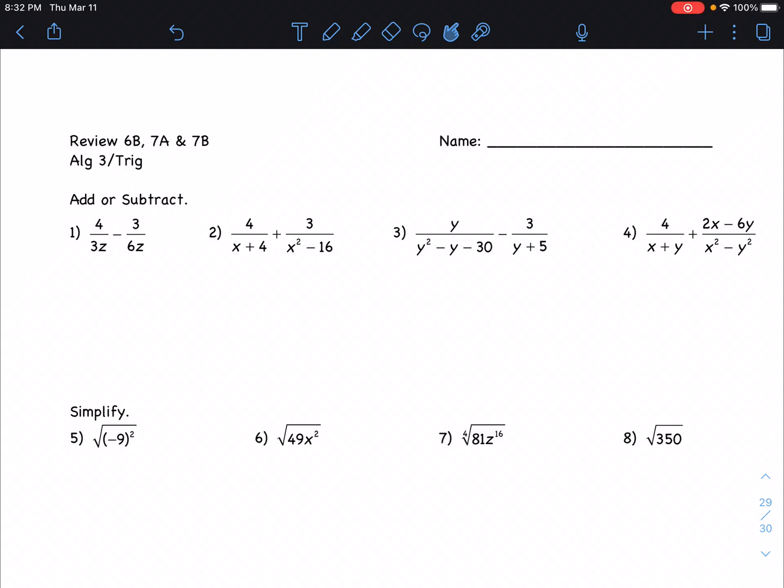Okay, guys, welcome back. Today we're going to review a bit for the upcoming quiz. So we're in the last two pages of the packet on review 6B, 7A, and 7B.